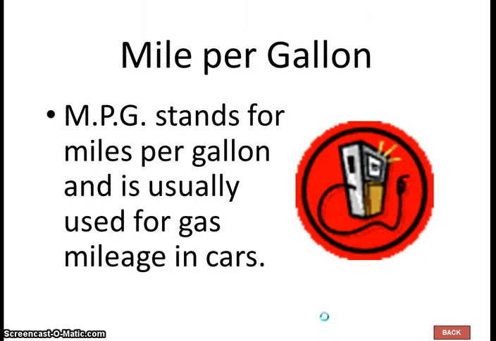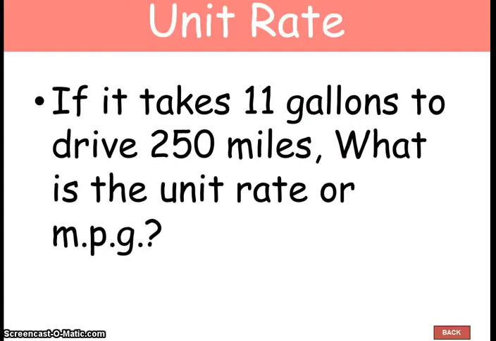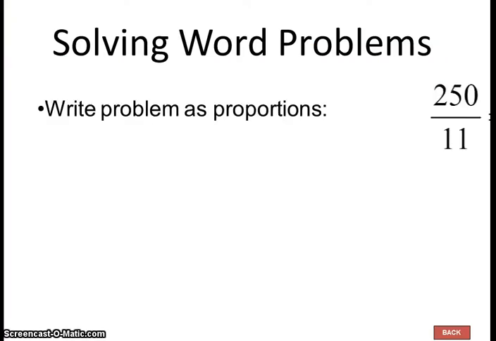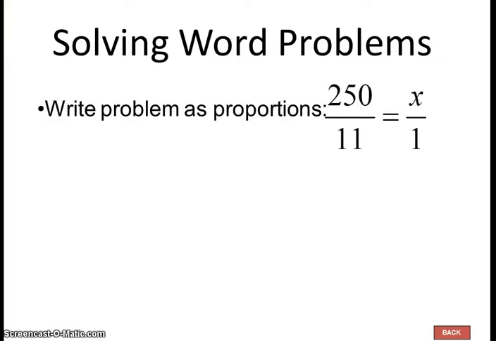Miles per gallon basically tells you what your gas mileage is for a car. In Canada, we actually use liters per 100 kilometers. If it takes 11 gallons to drive 250 miles, you want to figure out miles per gallon. When you're dividing, think about that unit rate. If it's miles per gallon, the miles is going to be on top and the gallons on the bottom. So you're taking 250 and dividing it by 11, and that gets you the miles per gallon, also known as the unit rate.